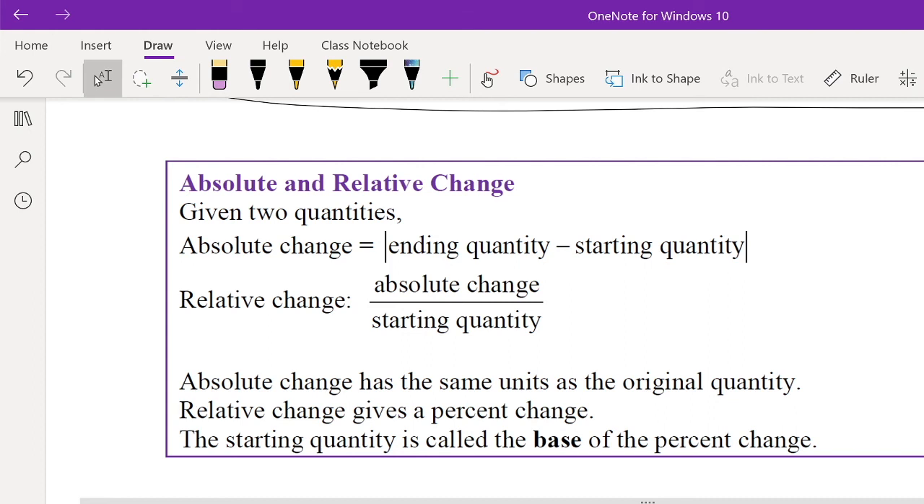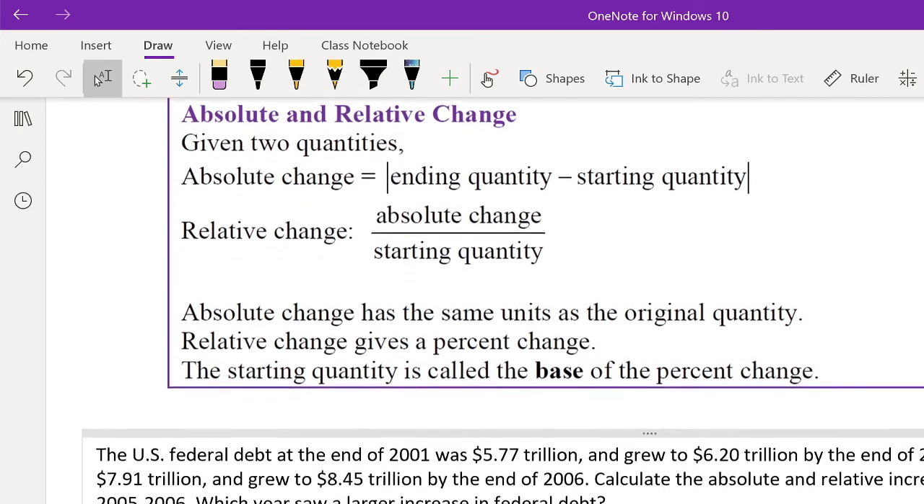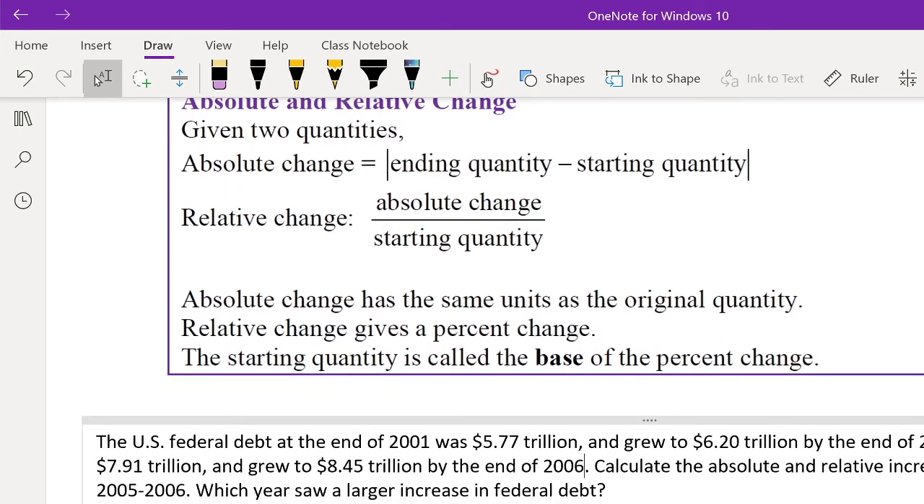Okay, calculate the absolute and relative increase for 2001 to 2002 and 2005 to 2006. Which year saw a larger increase in federal debt? Okay, so again, the term absolute means that it's not assigning a positive or negative value. So it's not stating whether it was a positive growth or a negative growth. It just says absolute, right?